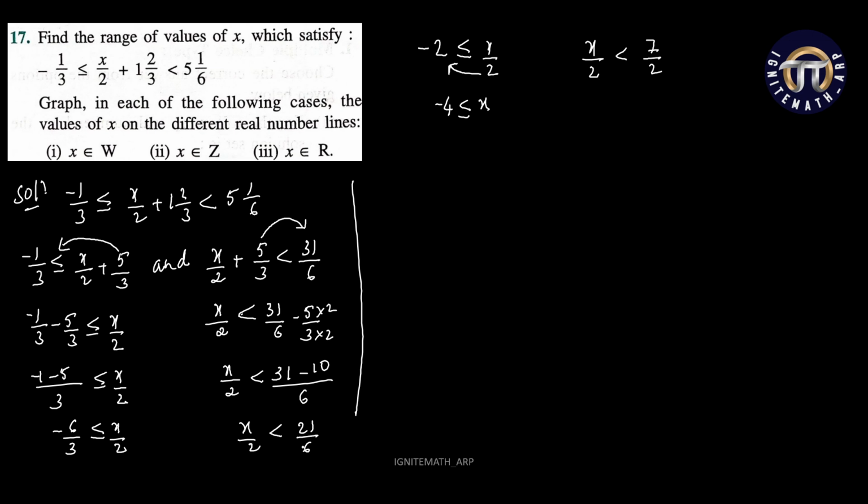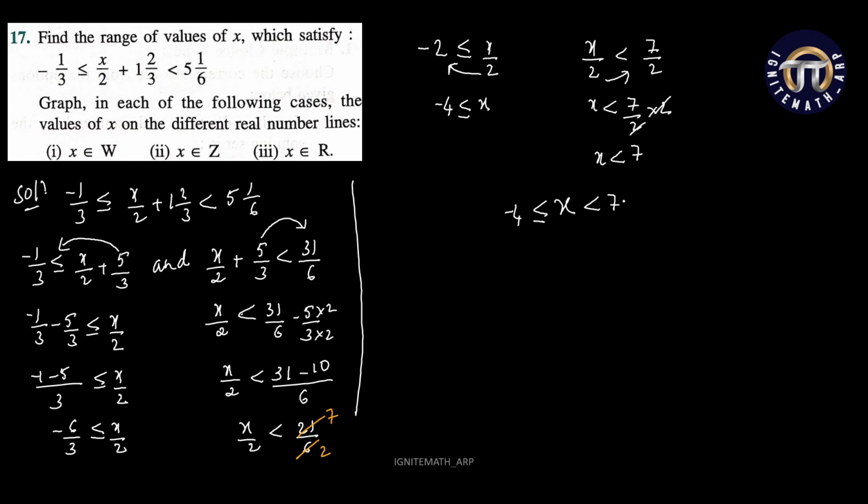Clear, children? Okay. How can I cancel? 3 2s are 6, 3 7s are 21. So 7 by 2. Later I'll take this 2 on the other side. So x smaller than 7 by 2 into 2. This will get cancelled. X is smaller than 7. So I'll combine this one now. X is smaller than 7. X is greater than or equal to minus 4.